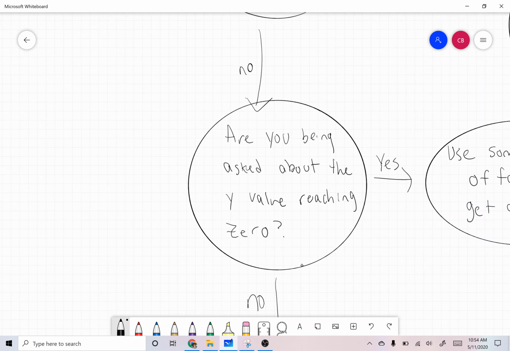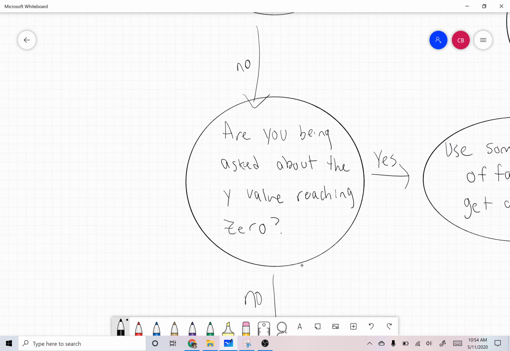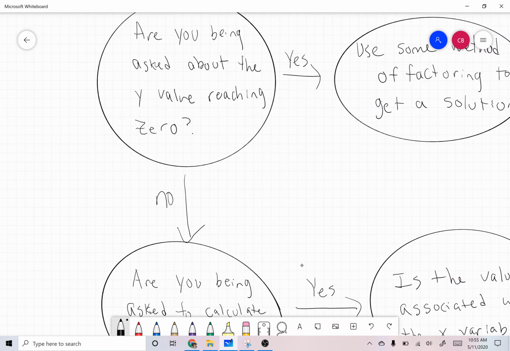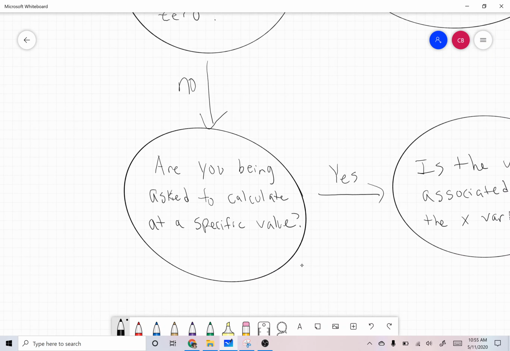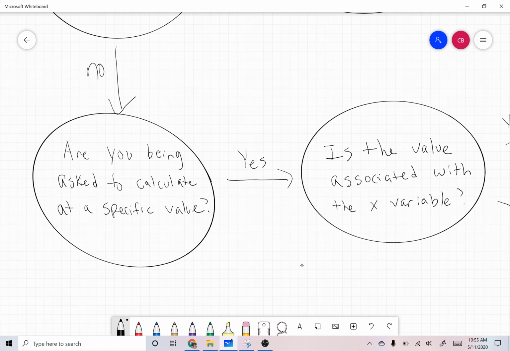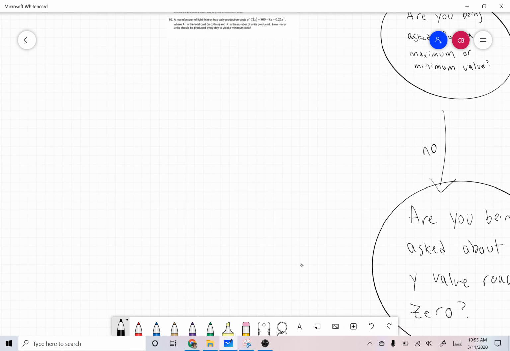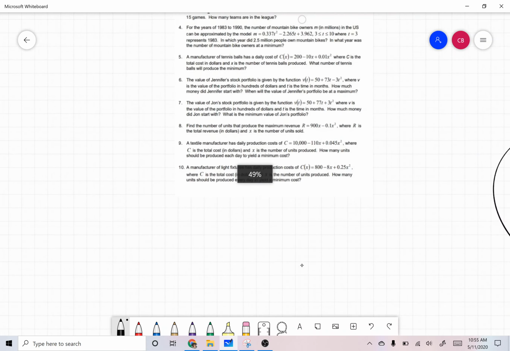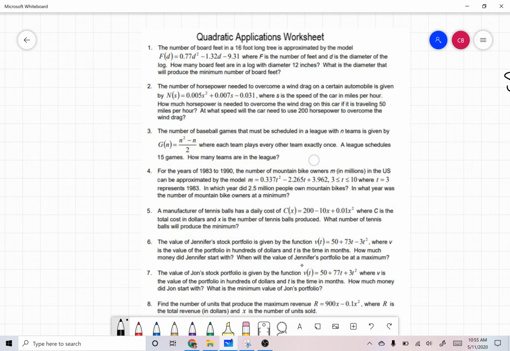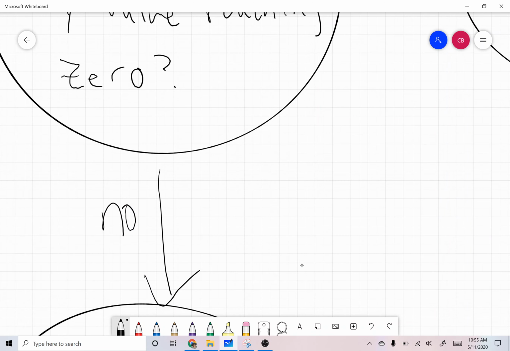Are you being asked about the y value reaching 0? I think, again, the answer is no, because you're just being told the board feet is 12. So are you being asked to calculate a specific value? The answer is yes. Is it associated with the x variable? Let's look at what they gave us. Well, if you look at the problem, they gave you a diameter of 12 inches. Well, d is associated with the x variable. So the answer there is yes.